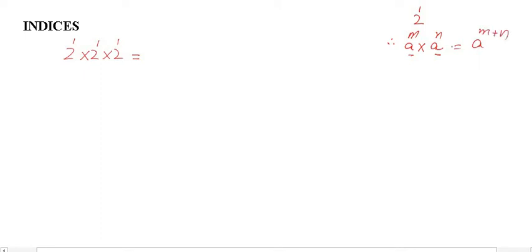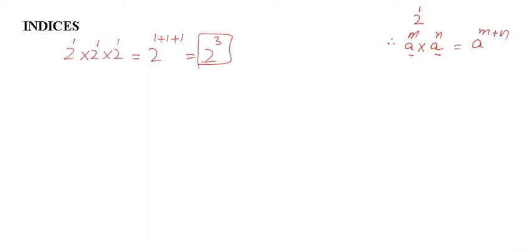So if we follow this rule, we just write the base as it is and add their powers, 1 plus 1 plus 1. So we get the answer 2 to the power 3. This is called the index form or the power form. Indices is the plural of index. It's the shorthand notation for any longer values, so that's why it's very easy. Keep this first rule in your mind.